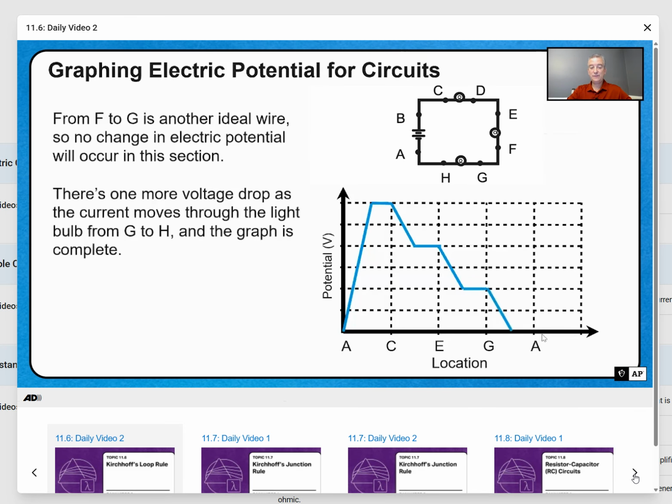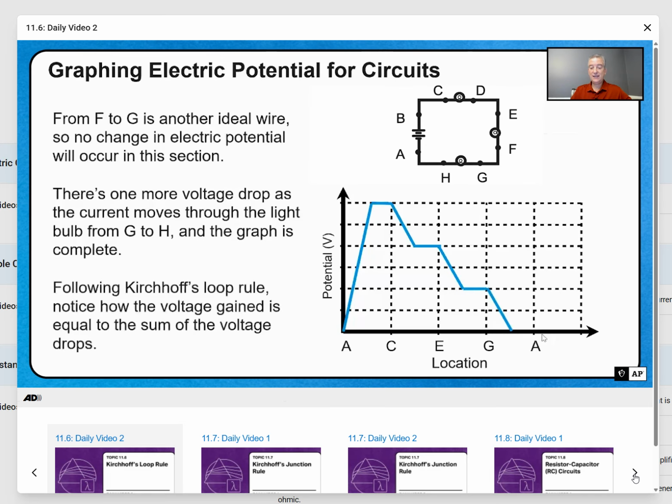And then as we move from G to H, we encounter another light bulb, and a voltage drop will occur again. Following Kirchhoff's loop rule, notice how the voltage gained is actually equal to the sum of all those voltage drops. So what would a graph of this circuit look like?